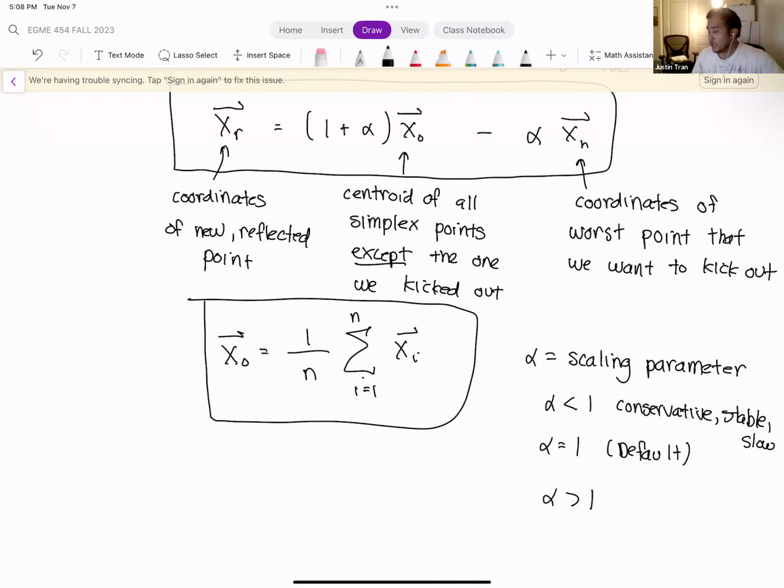So having an alpha less than 1 is good if you have an objective function that can kind of get away from you a little bit, and so you end up with an unstable solution. If you set alpha greater than 1, this is going to set the algorithm to be a little bit more aggressive, and so it's going to move the simplex a lot faster, and it could lead you to the optimal solution much faster, but it can also be a little bit more unstable.